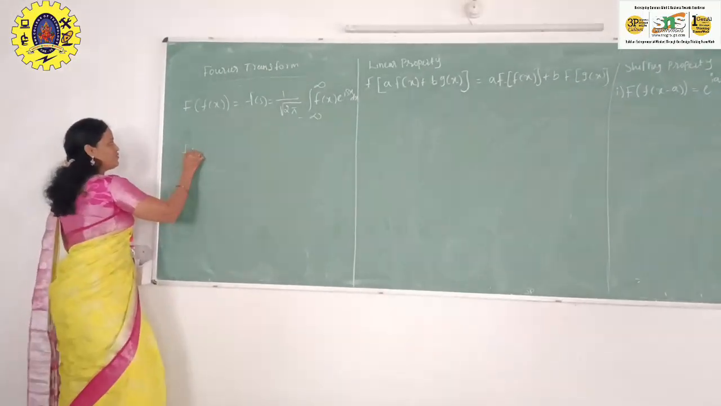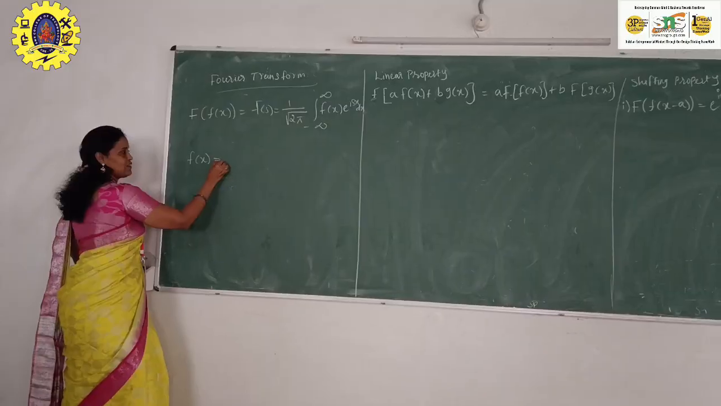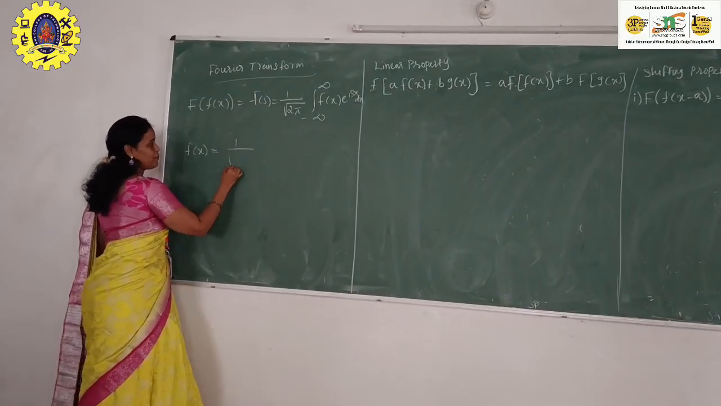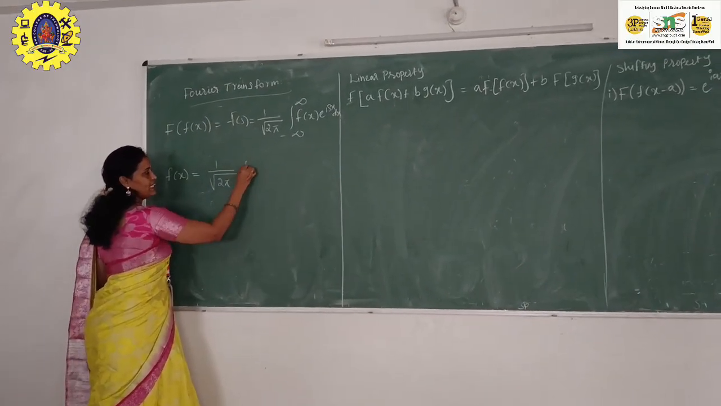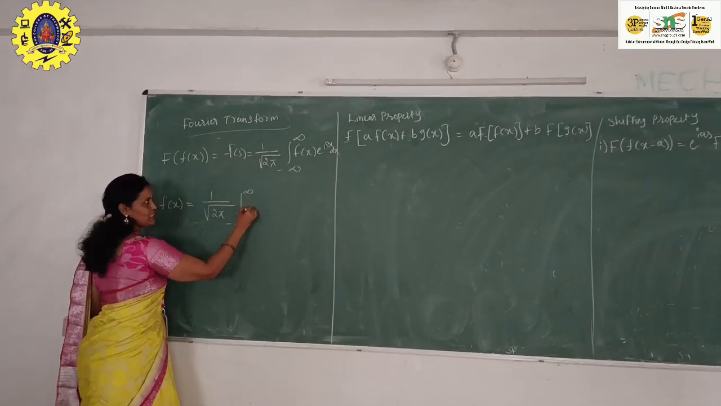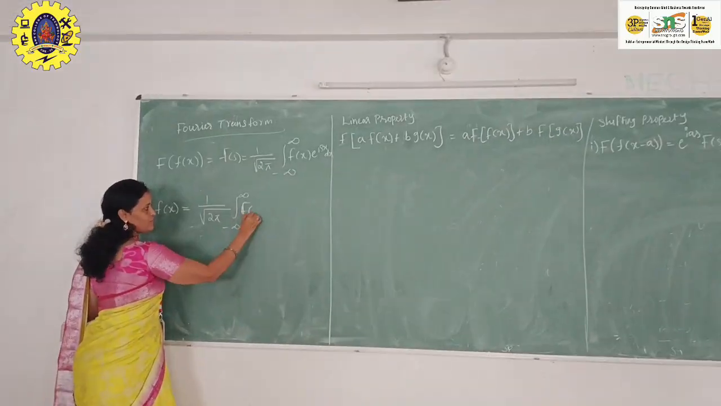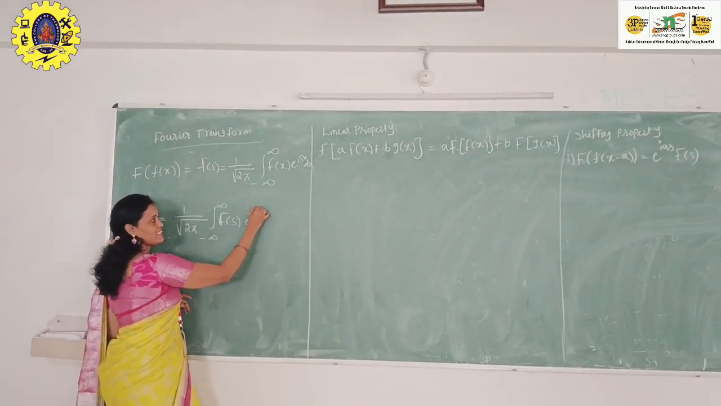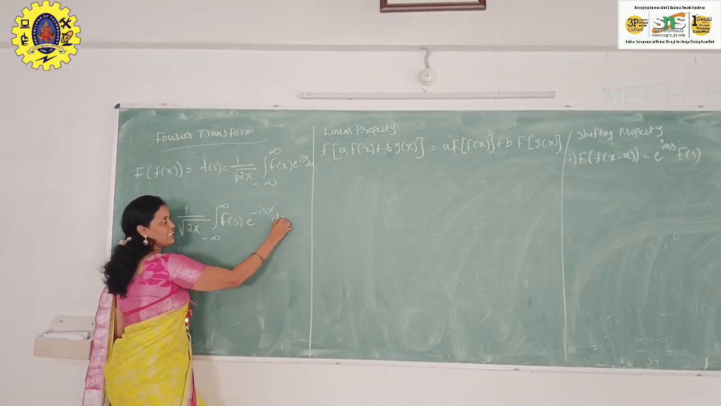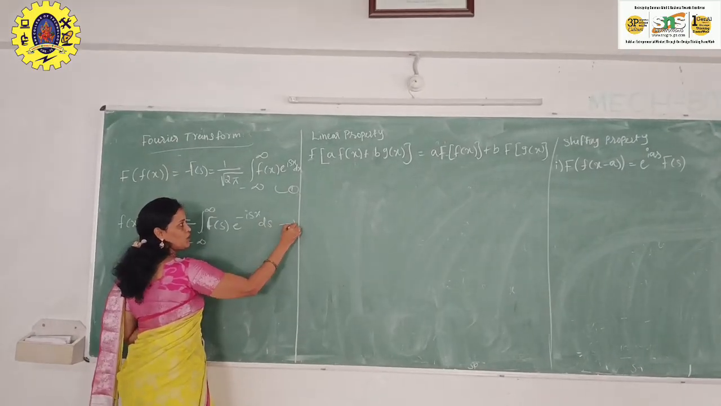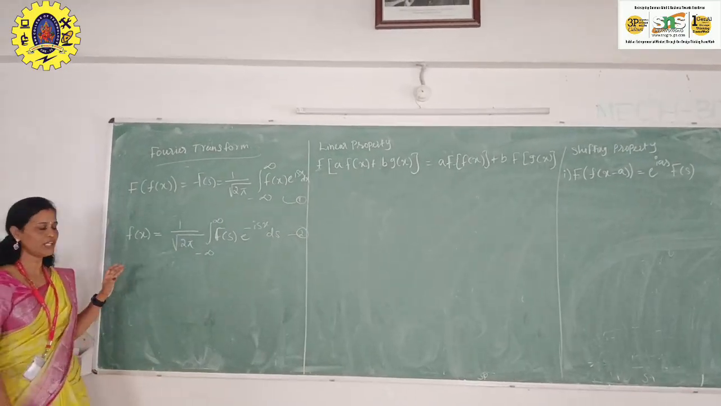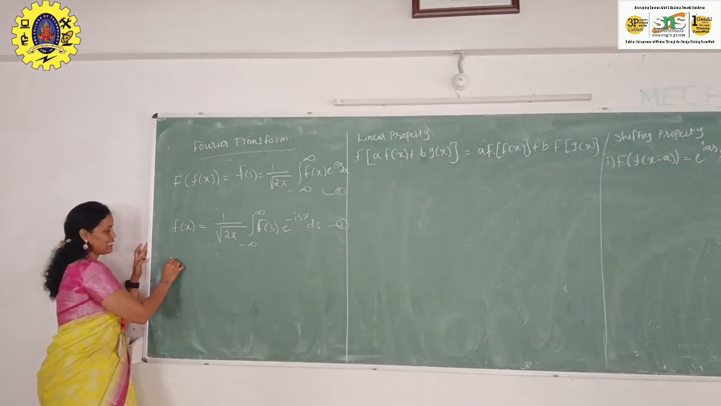Then the inverse function is f(x) = 1/√(2π) ∫ from −∞ to +∞ of F(s) e^(−isx) ds. These are equations 1 and 2. Together, equations 1 and 2 are called the Fourier transform pair.